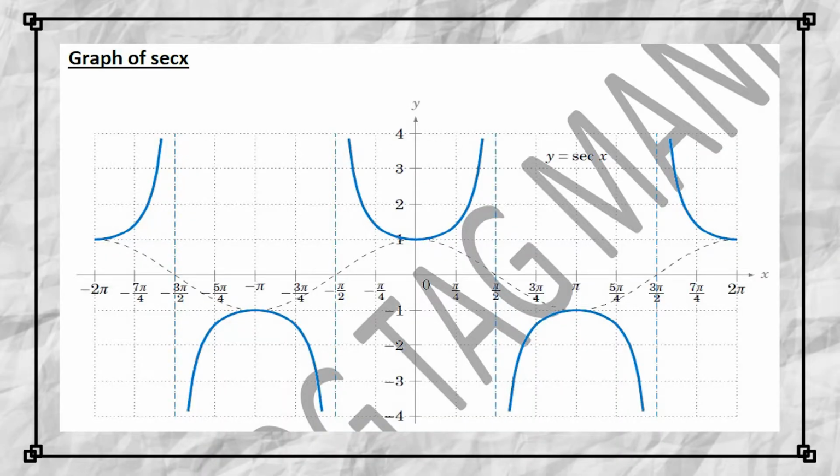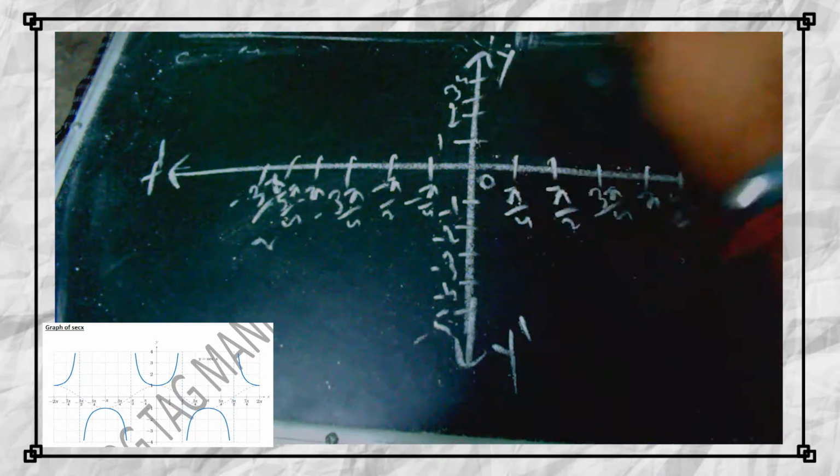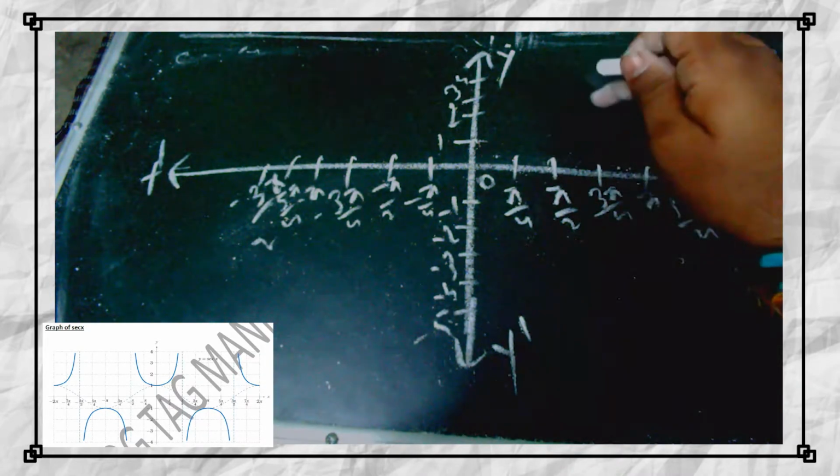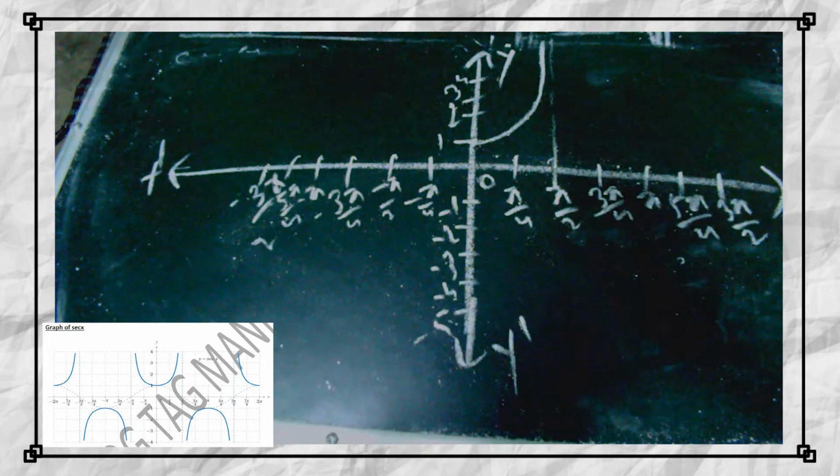Our next graph is the graph of sec x. So the graph of sec x is this. Let's see why it is like this. The value of sec of 0 degree is 1, so our first point will be here. The value of sec of pi by 2 is infinity, so it will move parallel to x equal to pi by 2 and never meet it.